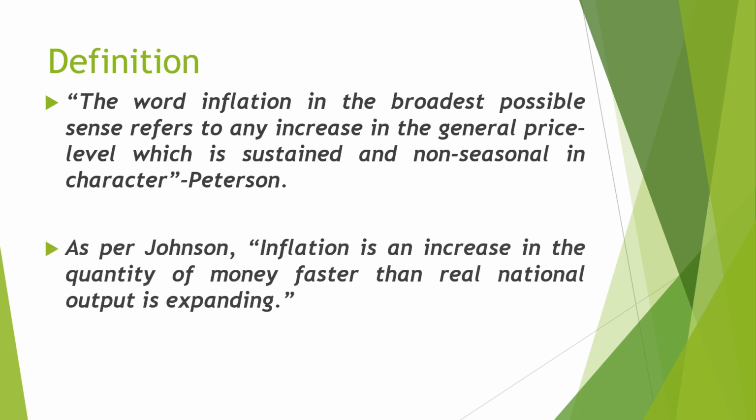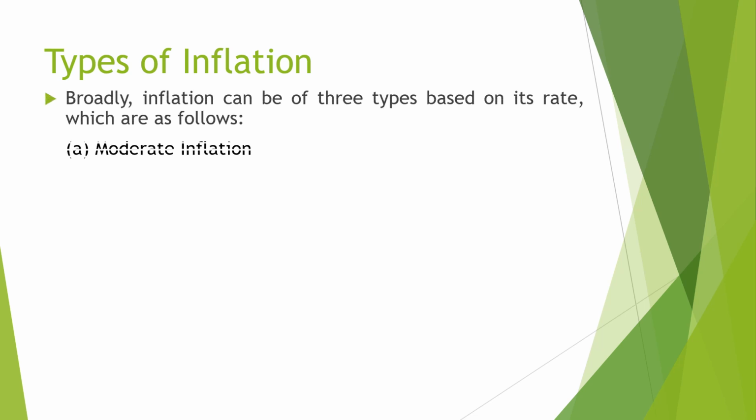Okay. Next. As per Johnson, inflation is an increase in the quantity of money faster than real national output is expanded. That means the output doesn't increase in a manner in which the supply or the quantity of money increases, which actually creates inflation. Next. So based on that definition, we can understand that there are generally three types of inflation. They are moderate inflation, galloping inflation, and hyperinflation.